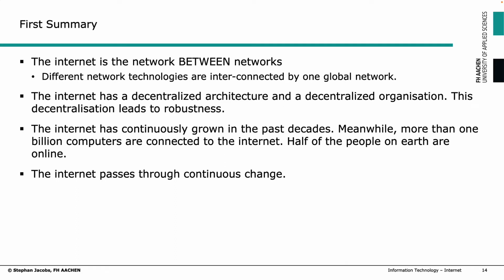The internet has continuously grown in the past decades. Meanwhile, more than 1 billion computers are connected to it. Half of the people on Earth are online. However, the internet has changed its character in parallel. So it leads to more insecureness, it leads to surveillance, it leads to manipulation. So in principle, the internet passes through continuous change.